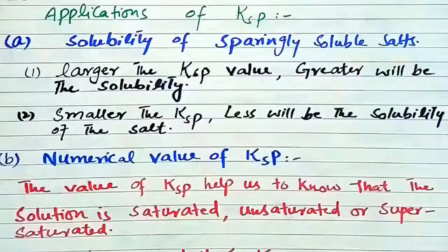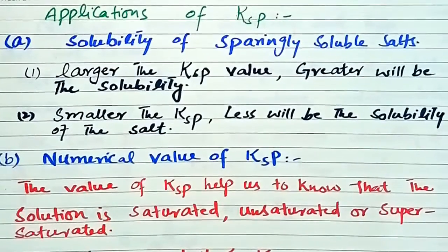Now there are certain applications of solubility product, in which the first one is the solubility of a sparingly soluble salt. We can detect the solubility of a sparingly soluble salt by looking at the Ksp value. When the Ksp value is larger, then the solubility of the salt will be greater, and when the Ksp value is smaller, then the solubility of the salt will be lesser. So you can easily detect the solubility of a salt by using the Ksp value.